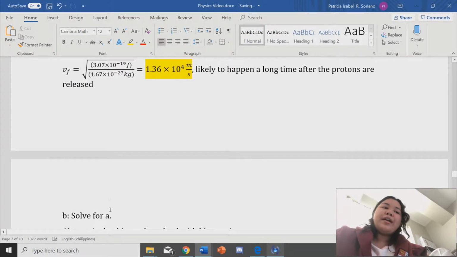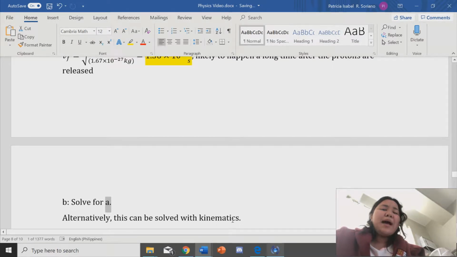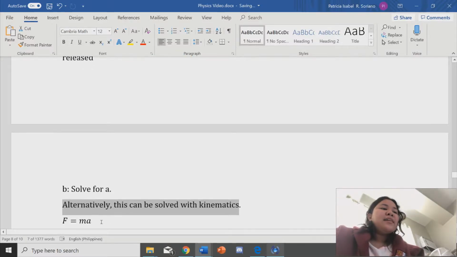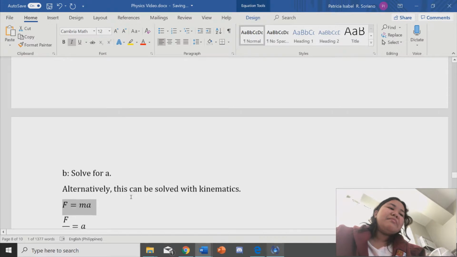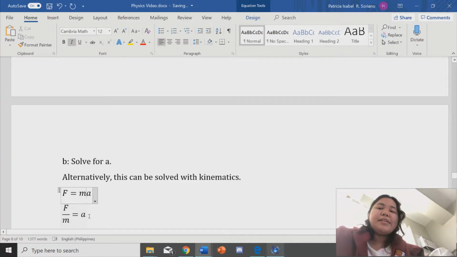So we have to solve for acceleration a. We could solve this with kinematics, but I've decided to not solve it with kinematics, since it could be quite confusing for many if we use kinematics, and it would be a lot easier if we use Coulomb's law, even though it looks a bit more complicated. So let's go. Here is our Newton's second law formula. F is equal to ma, and by simplifying this to isolate our acceleration, we obtain F over m is equal to a.